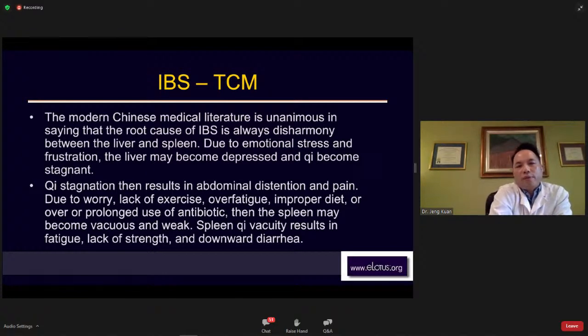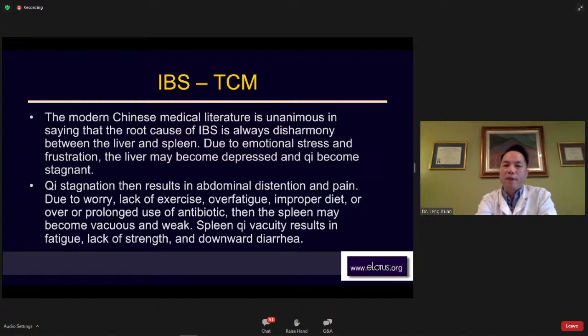So the modern Chinese medical literature is unanimous in saying that the root cause of IBS is usually disharmony between the liver and spleen due to emotional stress and frustration. The liver may become depressed and qi become stagnant. Qi stagnation then results in abdominal distension and pain due to worry, lack of exercise, overfatigue, improper diet, or over or prolonged use of antibiotics.